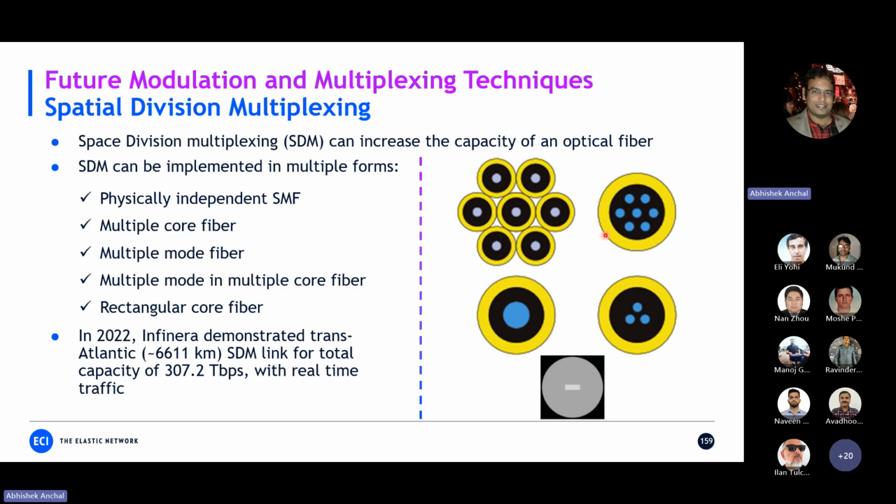They can implement this in multiple ways. It can be multiple fibers all packed together, or multiple cores in a single fiber with different single mode cores, or a single core that is multimode, or multiple cores with multiple modes. These are the things spatial division multiplexing supports. Basically, it can multiply the fiber capacity many times. Recently, Infinera demonstrated it last year on a transatlantic cable with real-time traffic, and they successfully showed it. So this technology has almost come to the submarine link.